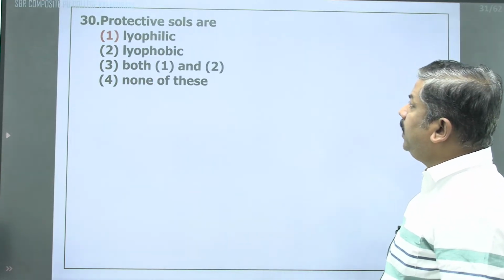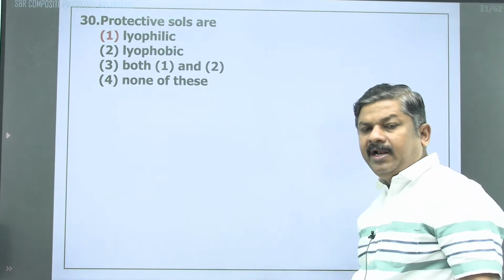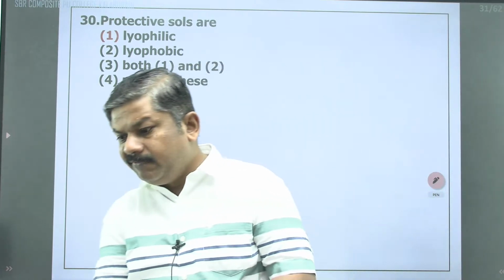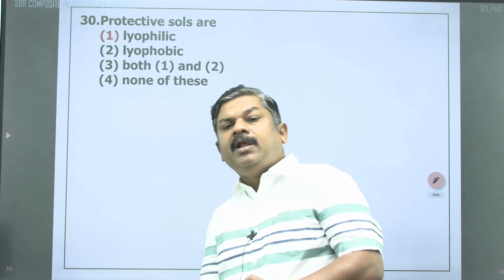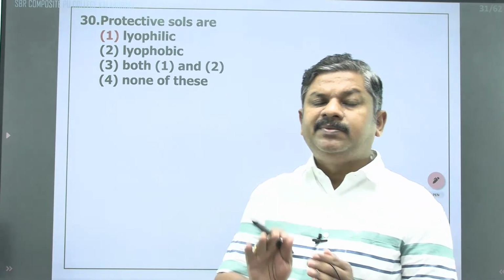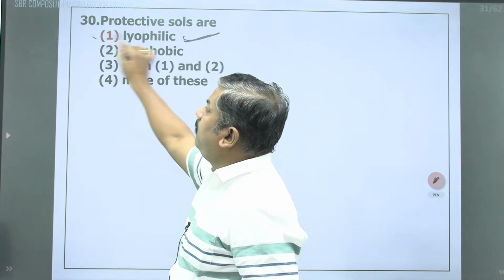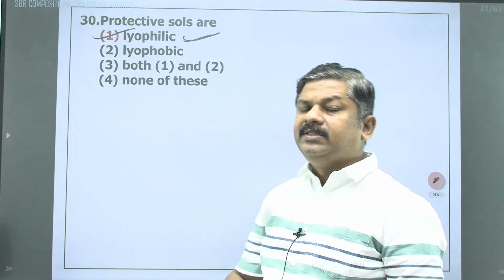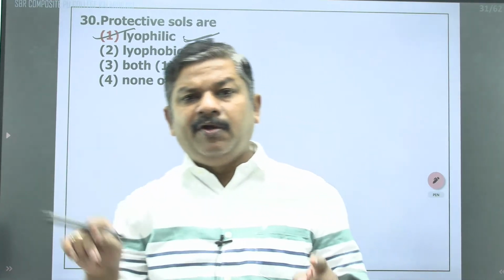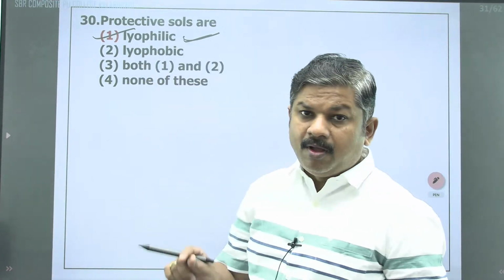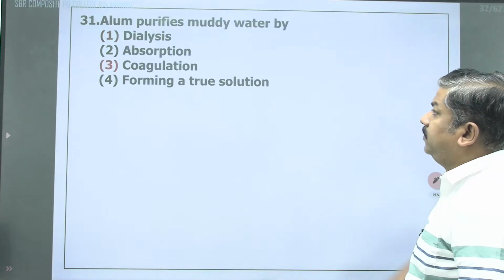Question number 30. Protective sols are lyophilic colloids, lyophobic colloids, both, or none of these. Just now I explained the concept of gold number. In the process of gold number, the protective colloids are commonly called lyophilic colloids. So always protective colloids are nothing but lyophilic colloids, which prevent the coagulation of what? Lyophobic colloids. Lyophilic colloids are added into lyophobic colloids in order to prevent the coagulation of the lyophobic colloids. So question number 30, the correct option is the first one.